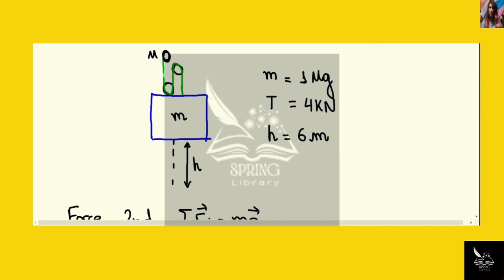So in our problem, we have an elevator that has a mass m of 1 megagram, and we have a motor that is connected to the elevator by a rope that's shown here in green. The motor gives the rope a tension of 4 kilonewtons, and we know that the elevator starts at rest. Our goal is to find the speed of the elevator, v, after it goes up by 6 meters.